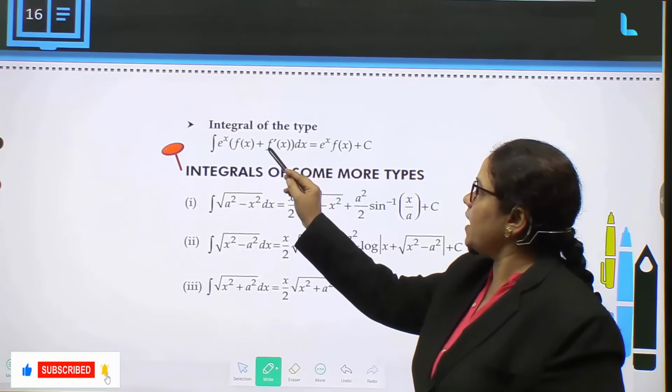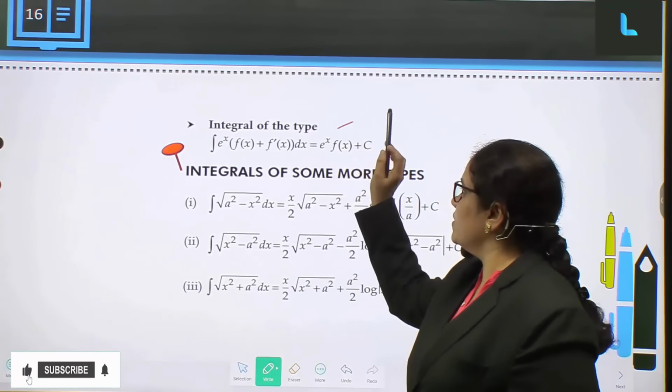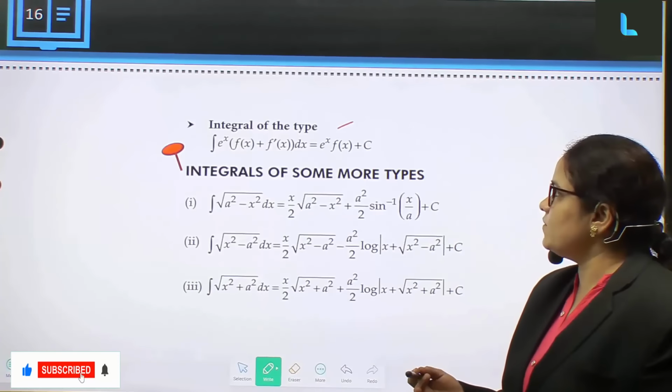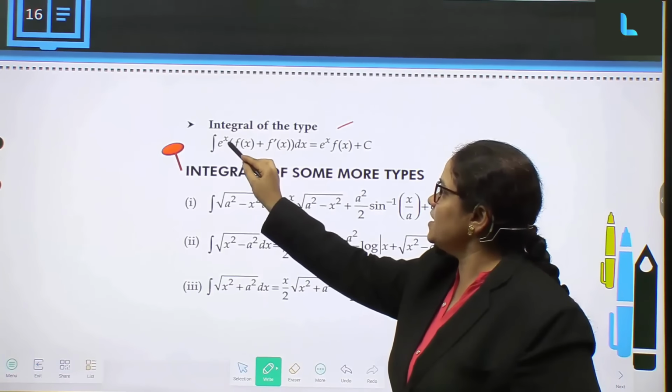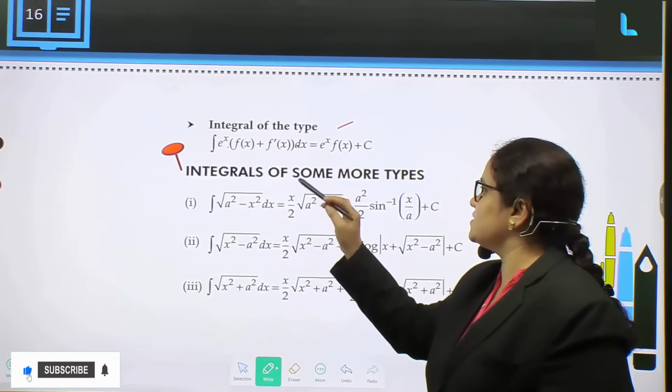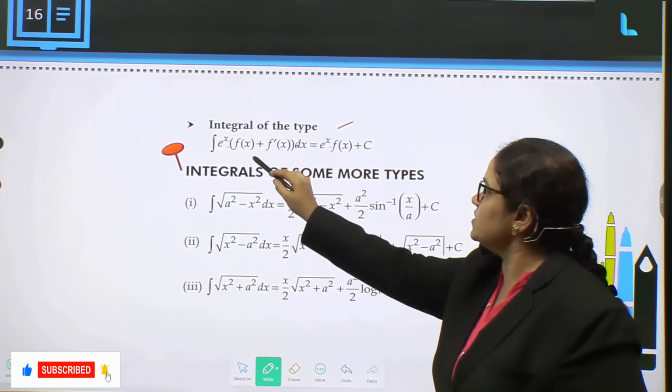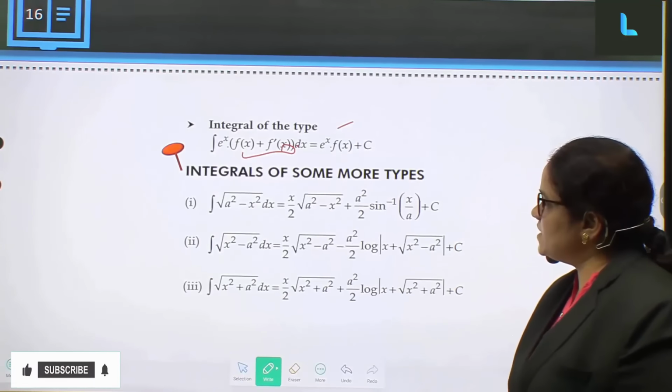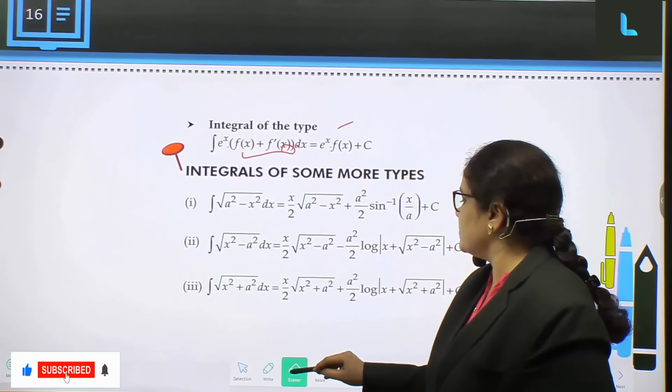Integral of the type. Let's see what is the integral of the type. Integral e power x into f of x plus f dash of x into dx equal to e power x into f of x plus c. Okay.